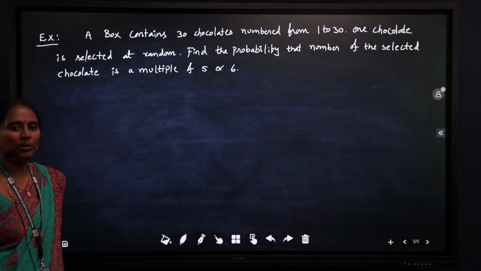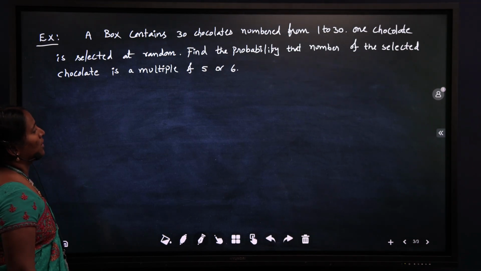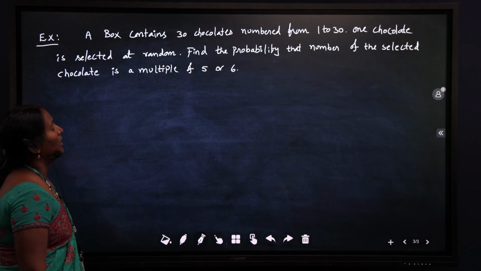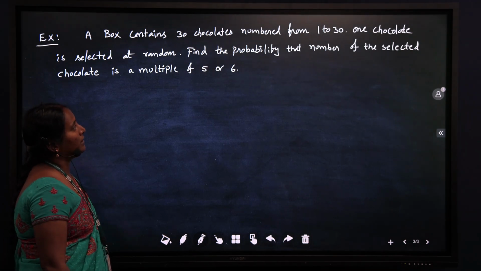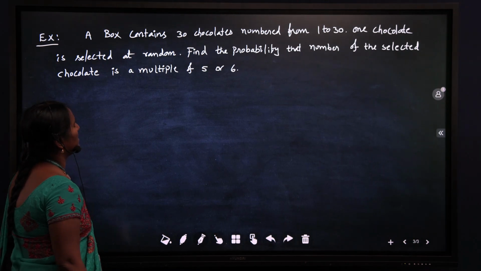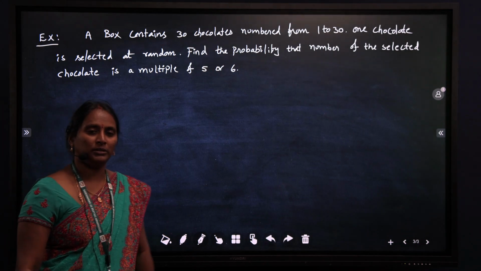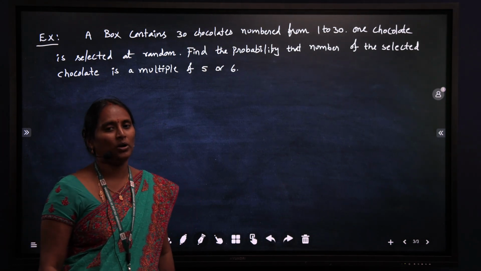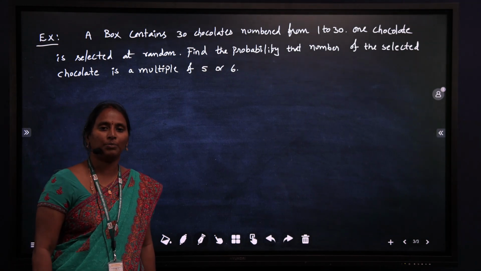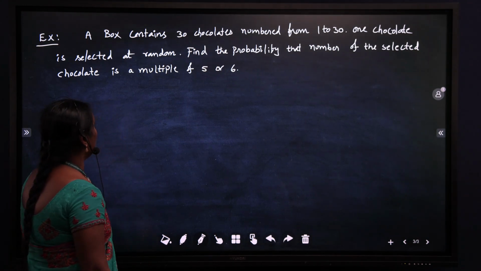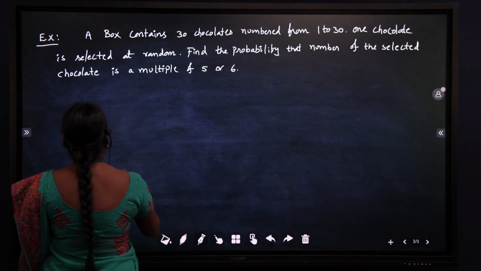Now let us see a problem on the addition law of probability. A box contains 30 chocolates numbered from 1 to 30. One chocolate is selected at random. Find the probability that the number of the selected chocolate is a multiple of 5 or 6. Before that, we saw the theorem of the addition law of probability: P of A union B is equal to P of A plus P of B minus P of A intersection B. So here we have the chocolate whose number is a multiple of 5 or 6.